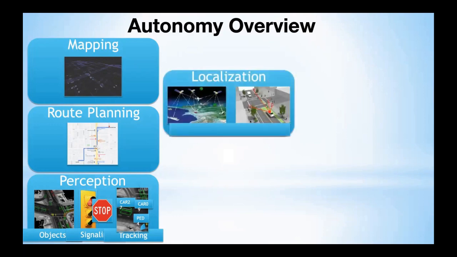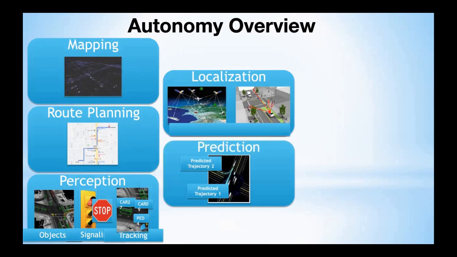Next, we have localization. Localization means where is the vehicle exactly? So which street is it on and where on the street is it? Next, we have prediction. So prediction is used to predict the moves of other road users, such as cars, cyclists, and pedestrians. We want to be able to know if a person is gonna cross a street or if a car is gonna make a left turn or a U-turn, or is it gonna go straight.